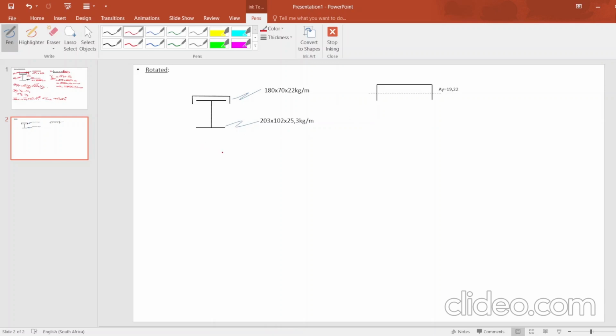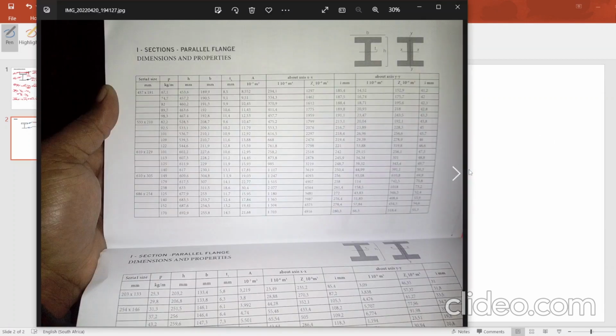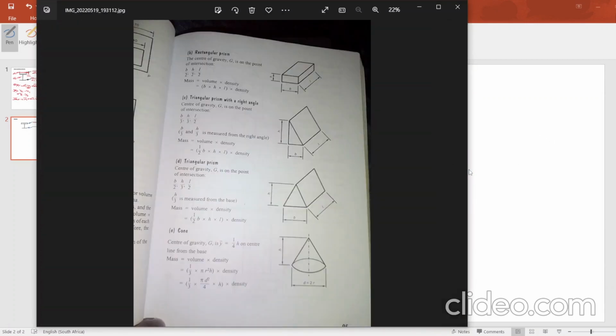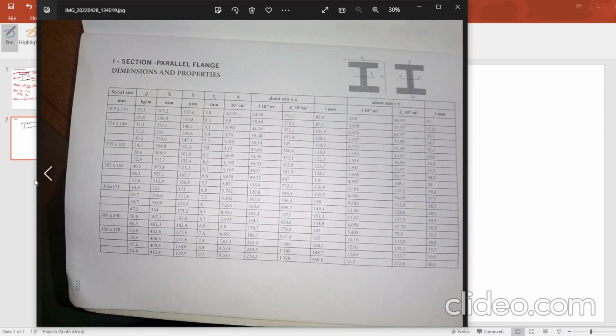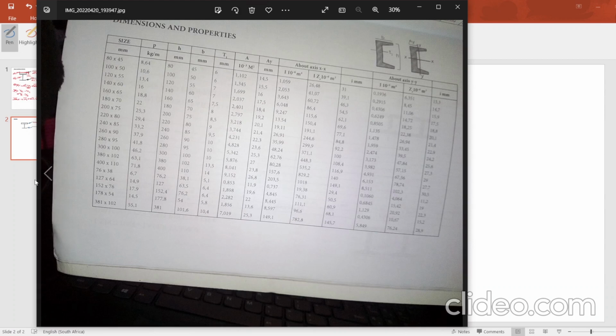Now you will go to your hot roll, you will look for the AY of this channel. And the AY of that channel is 19,22. It is 180 multiplied by 70 multiplied by 22. Then you go to your hot roll and look for that relevant channel. It is 180. There it is. We do have 180 multiplied by 70. The density is 22. The height is 180. The base is 70.